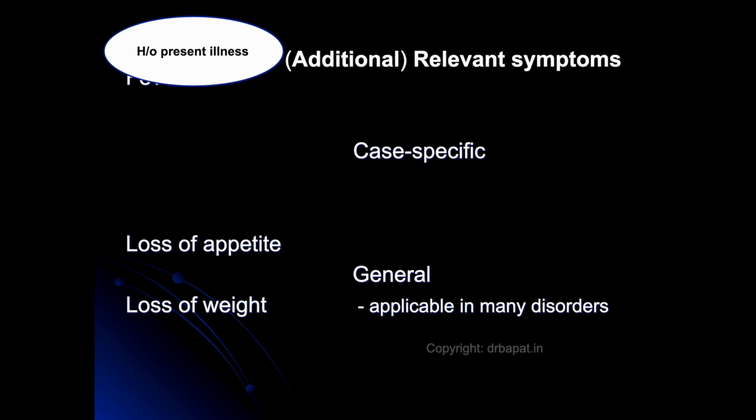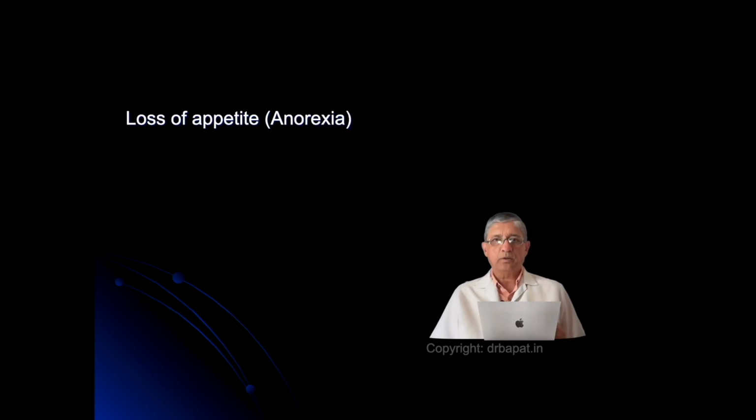Loss of appetite, loss of weight, and fever may be called general relevant symptoms as they are applicable in many surgical disorders. The loss of appetite must be distinguished from fear of eating caused by, say, gastric ulcer, or inability to eat consequent to a disordered mechanism of swallowing. In gastric ulcer, appetite is not lost, but the patient is afraid to eat because eating initiates the pain in abdomen. Loss of appetite is invariably accompanied by loss of weight due to diminished protein calorie intake.